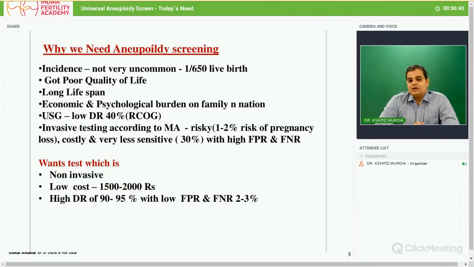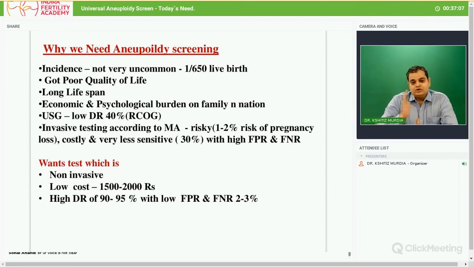Second, the baby born with trisomy 21 has a poor quality of life. Especially with trisomy 21, they have a long lifespan, and they have to span that life with a low mental IQ, needing constant supervision throughout the lifetime. So this is an economic and social psychological burden on the family as well as the nation.